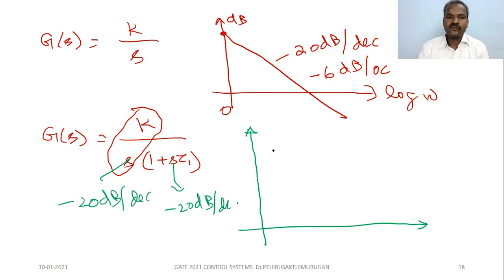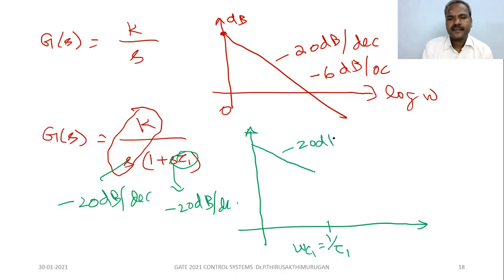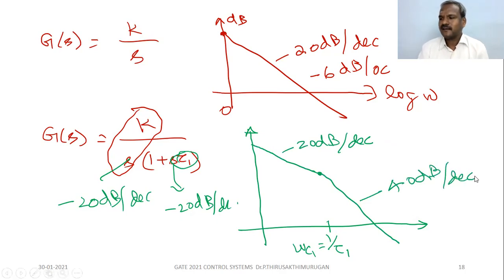Understand? So what is the slope change? At this corner frequency only, the slope change occurs. So you can have omega C1 equal to 1 by tau 1. Initially it comes with the slope of minus 20 dB per decade, or minus 6 dB per octave. At this corner frequency, another slope change occurs. So this is minus 40 dB per decade. Understand? So this is the magnitude versus frequency plot for this transfer function, right?